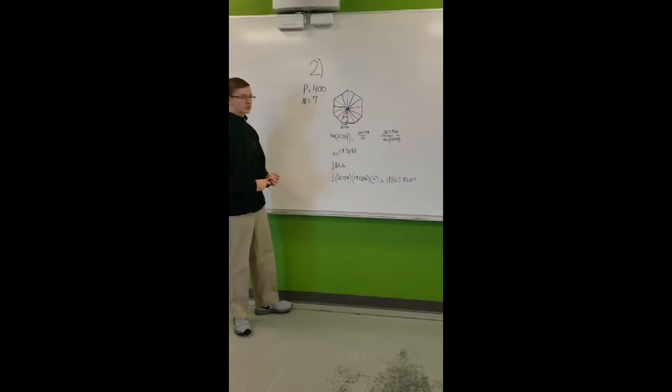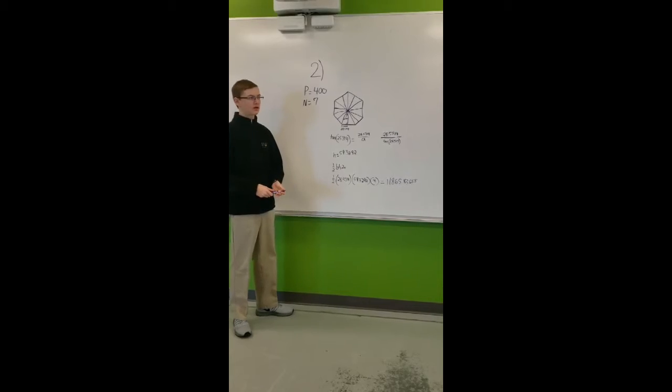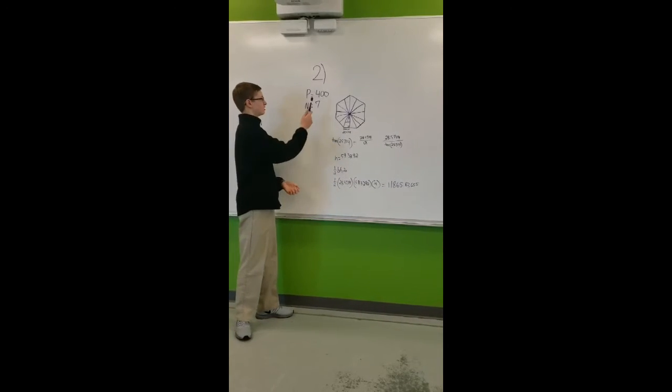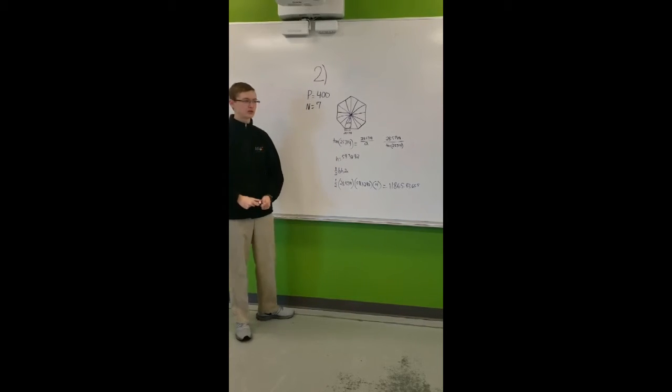Then I had to square root this, change it into a normal number, and I got b is 19.59591794. Alright, so for number 2, we were trying to find the area of a regular pentagon, and we're given the perimeter and the number of sides. So we just picked 400 for perimeter and 7 for the number of sides.